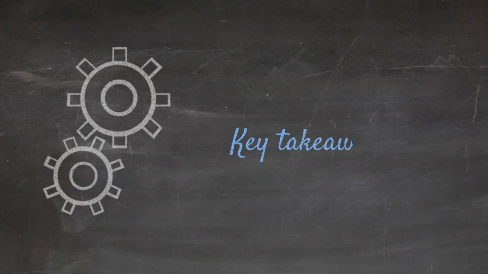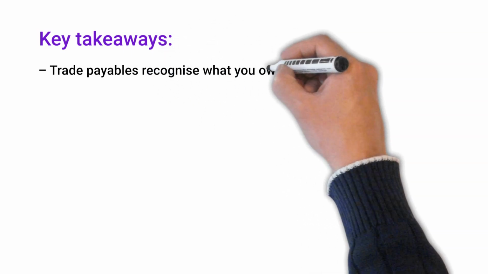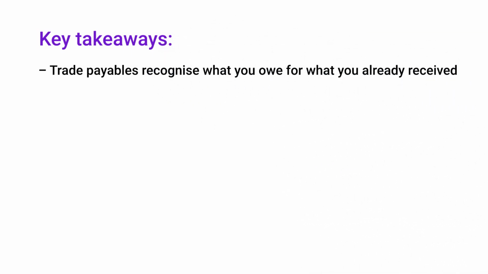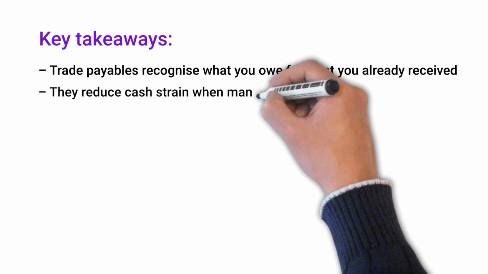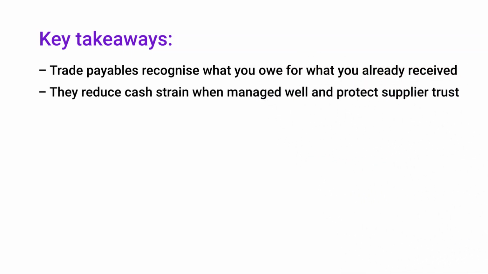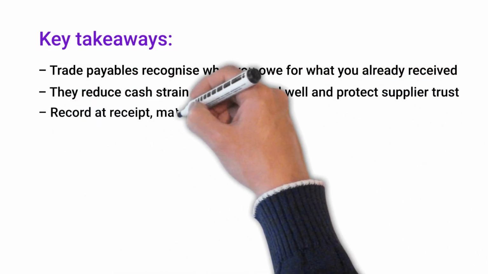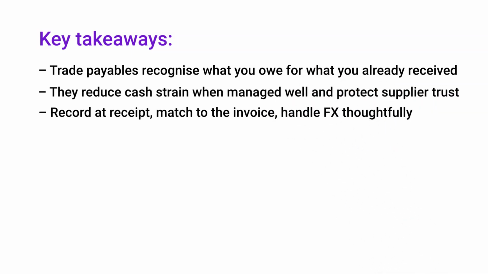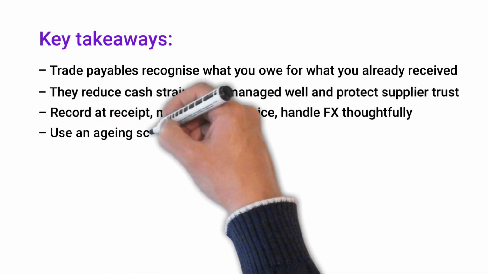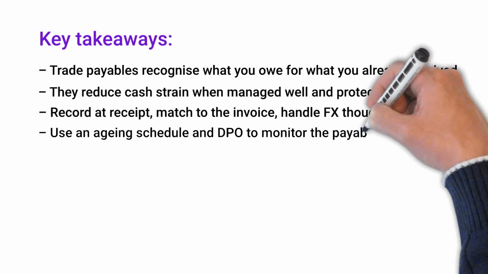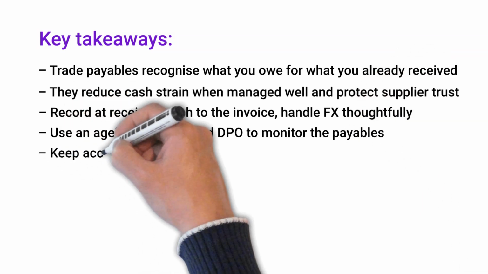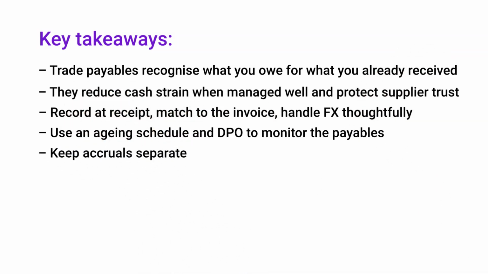Now let's summarize the lesson. Trade payables recognize what you owe for what you already received. They reduce cash strain when managed well and protect supplier trust when paid fairly. Record at receipt, match to the invoice, handle forex thoughtfully. Use an aging schedule and DPO to monitor the payables. Keep accruals separate. That is trade payables in plain language. In the next lesson we will cover accruals and provisions and examples of internal credit controls.